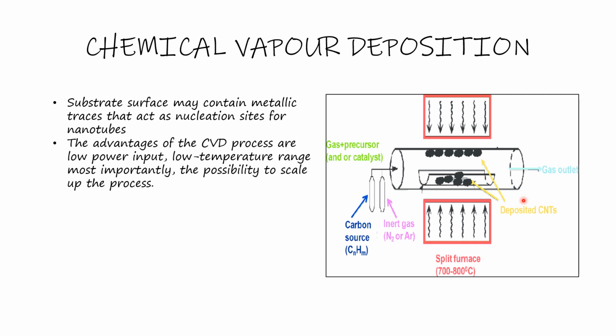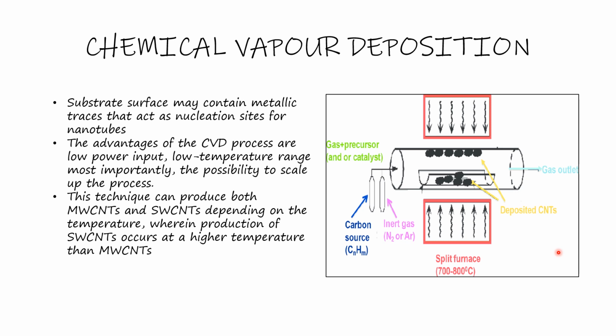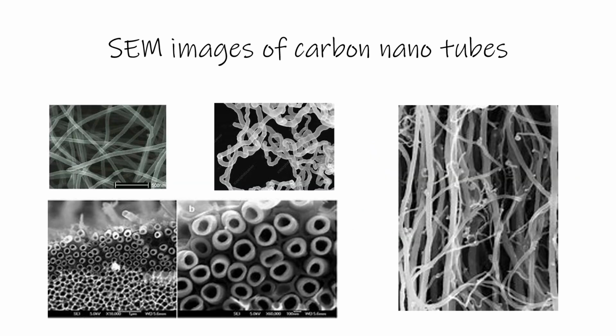The advantage of chemical vapor deposition is that using a low temperature range and low power, a high yield is produced. This technique can be used to produce both multi-wall and single-wall carbon nanotubes. This depends on temperature, wherein the production of single-wall happens at a higher temperature. Here we can see some electron microscopic images of carbon nanotubes.